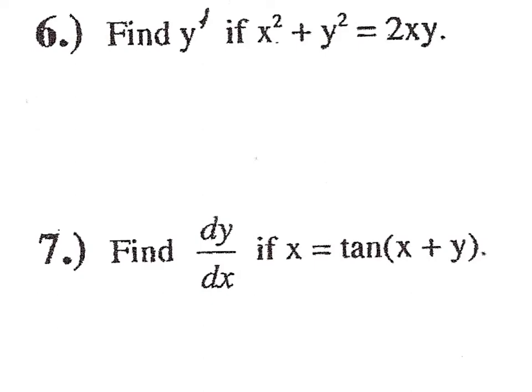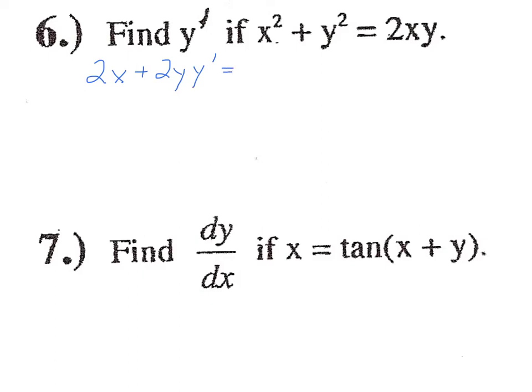For number 6, we want to find the derivative of x squared plus y squared equals 2xy. And since we have x's and y's on the same side, and there's no real easy way to isolate y, we are going to use implicit differentiation. So that means that every time I take the derivative of y with respect to x, I need to add in a y prime. So the derivative of x squared is 2x. The derivative of y squared is 2y, but since we're taking the derivative with respect to x, we need to add in a y prime.